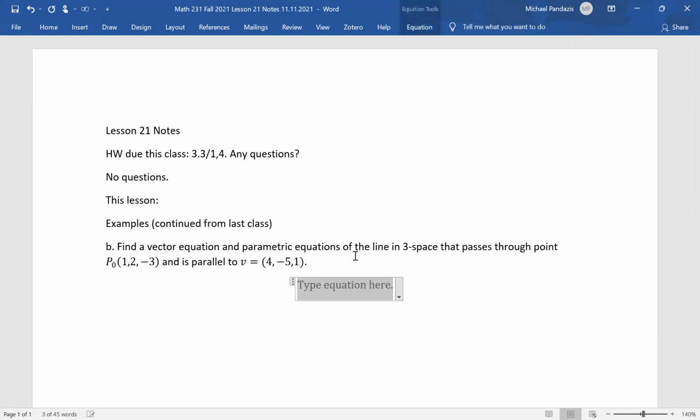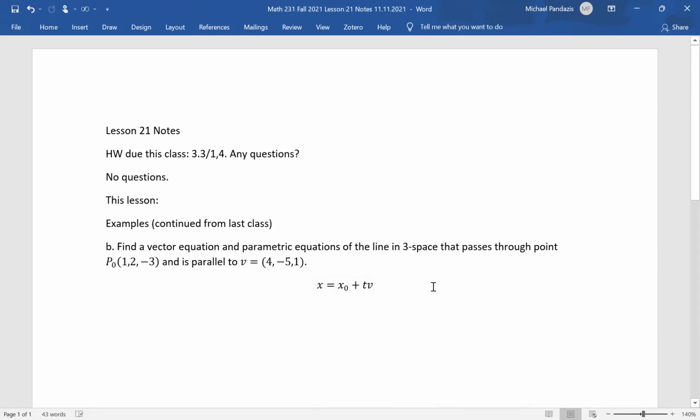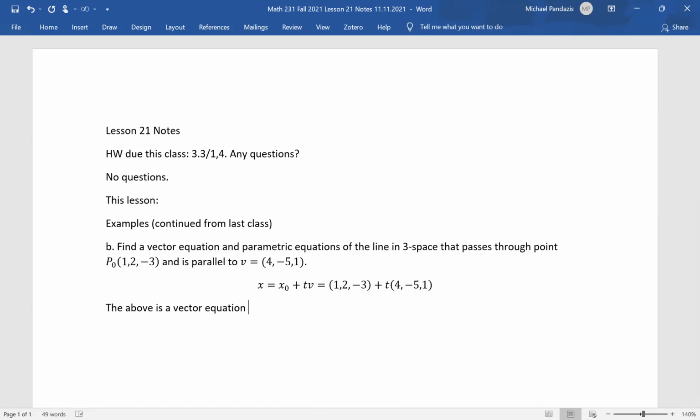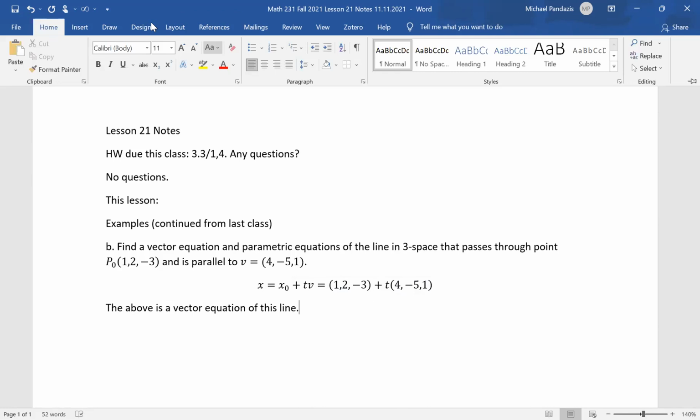So the equation that I wrote for you is that x is equal to x naught plus t1 v1, plus tv, since it's a line, so there's only going to be one, so you don't need an index if there's only one. So x equals x naught plus tv, right? So then that means x naught is the point p naught, which is 1, 2, negative 3, plus t times the vector v, which is given to you, 4, negative 5, 1. So this is a vector equation. So the above is a vector equation of this line. So that is a vector equation.